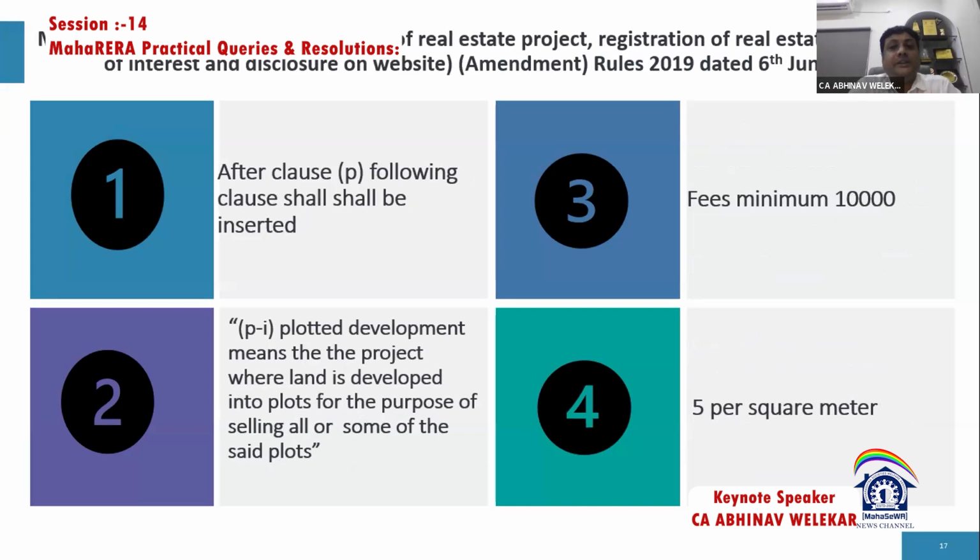Then again on this same date the rules were changed, and the rules also incorporated many changes regarding plottable projects. Like it defined what you mean by plottable development. So it said that plottable development means the project where land is developed into plots for the purpose of selling all or some of the said plots. This amendment to the rules also revised the total fee structure. Now the fee for plottable development is minimum 10,000 rupees, and the rate is 5 rupees per square meter on the basis of the plottable area.